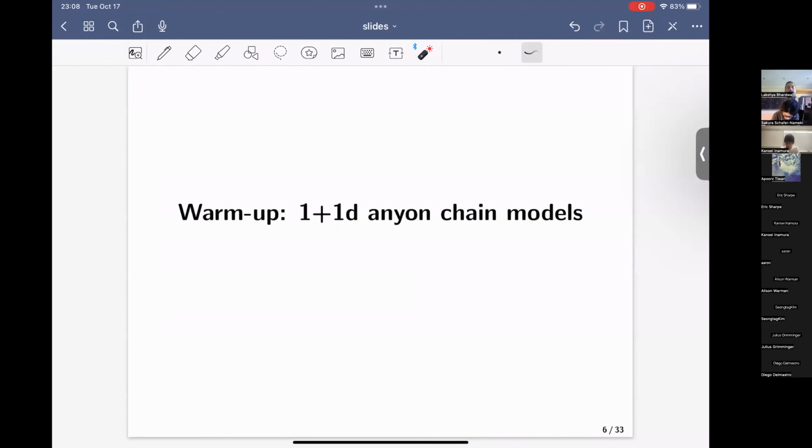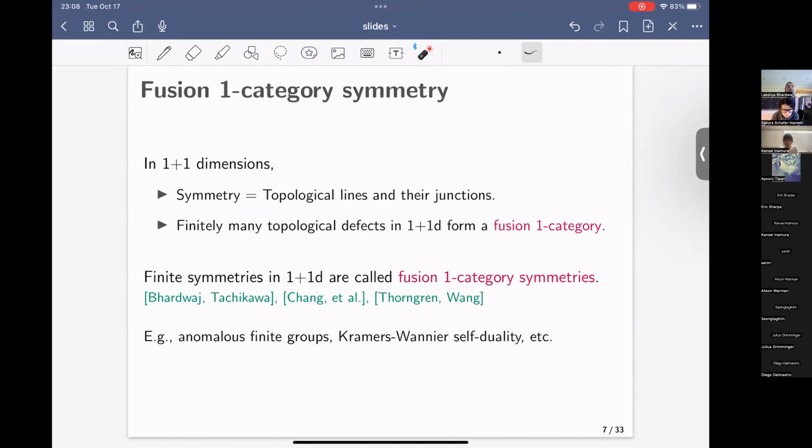So let me begin with 1+1 dimensions as a warm-up. In 1+1 dimensions, the symmetry of a physical system is generated by topological lines and their topological junctions. In principle, we can consider the symmetry generated by infinitely many topological defects, but here we will only consider symmetries generated by finitely many topological defects. So for example, we will not consider continuous symmetries, such as U(1) symmetries or SU(2) symmetries, but we will only consider finite symmetries. And it is known that finitely many topological defects in 1+1 dimensions form a mathematical structure known as the fusion 1 category. So this means that finite generalized symmetries in 1+1 dimensions are generally described by fusion 1 categories. And for this reason, finite symmetries in 1+1 dimensions are called fusion 1 category symmetries.